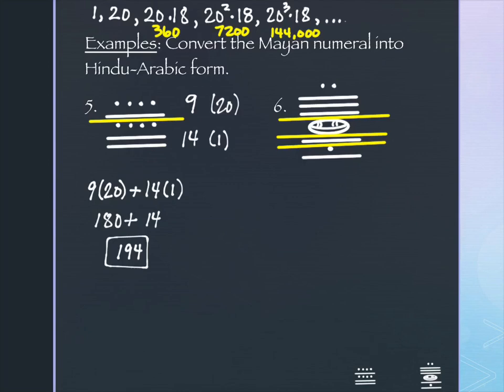What is the value above the first yellow line? 17. And then we've got our 0, right? What's after the 0? 5. That's 5. And on the bottom? 6. Is everybody good with that? All right. So we start at the bottom. This is the ones place, and then the 20s place. And then we have the 360. And then what do we have? 72. The 7,200.